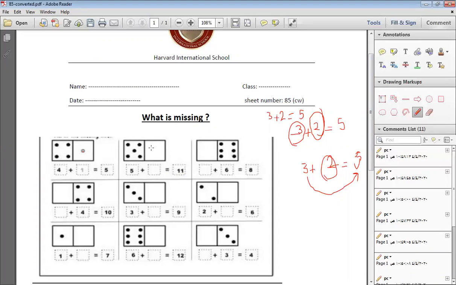Here, how many dots do I have? 5. He needs the 5 to be 11. So I will start drawing dots, and while I'm drawing, I will count: 5, and then I will draw here 6, 7, 8, 9, 10, 11. Okay, so I will count 1, 2, 3, 4, 5, 6. How many dots did I draw here? 6 dots. So 5 plus 6 equals 11.